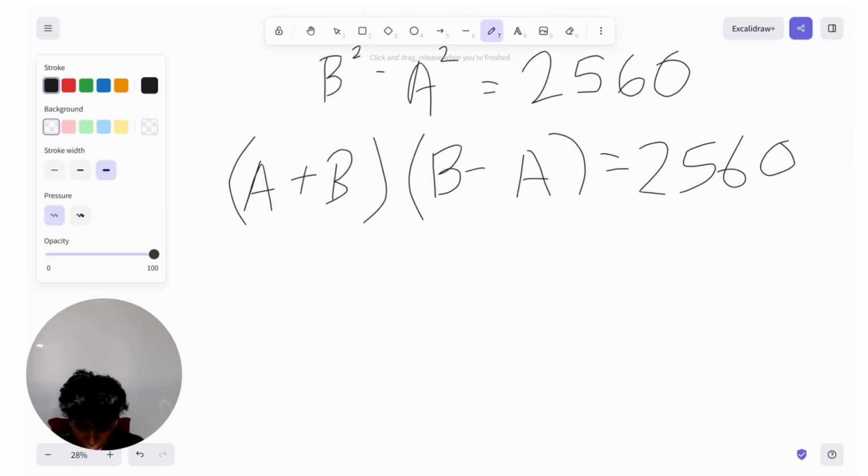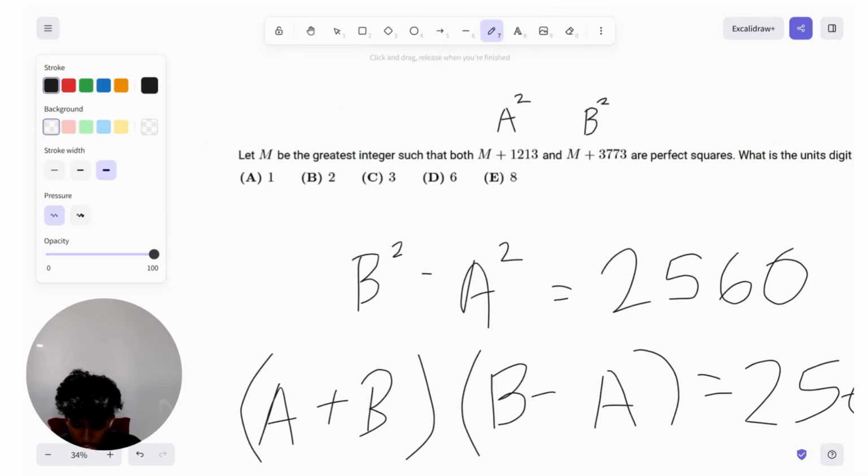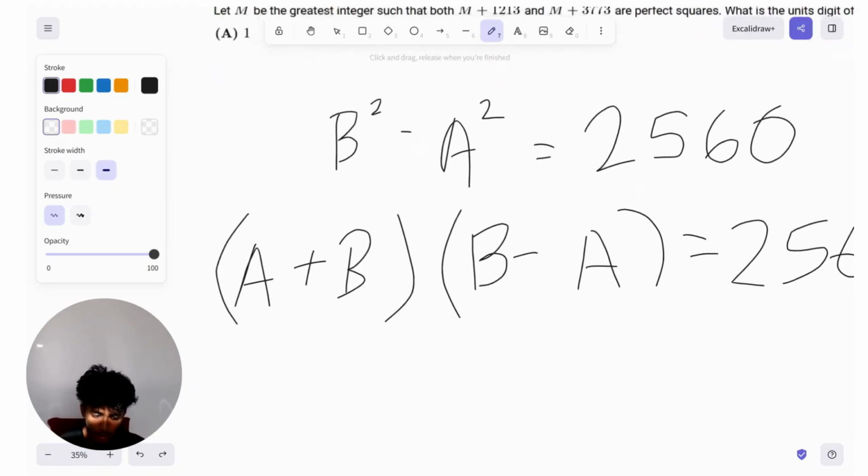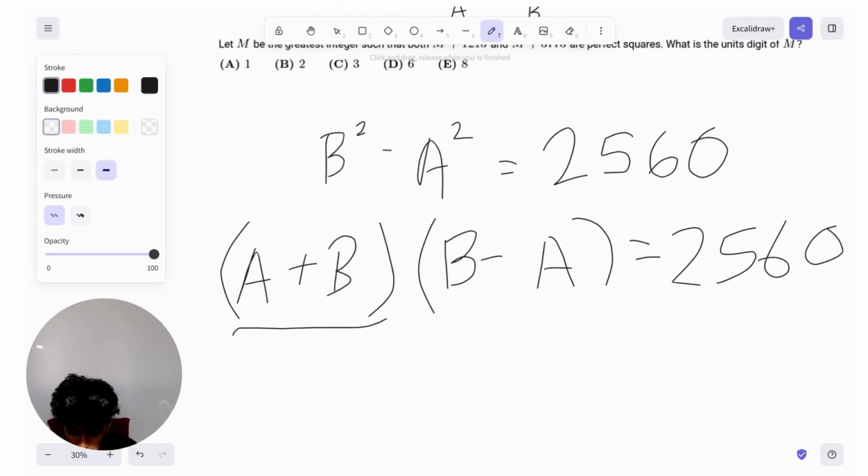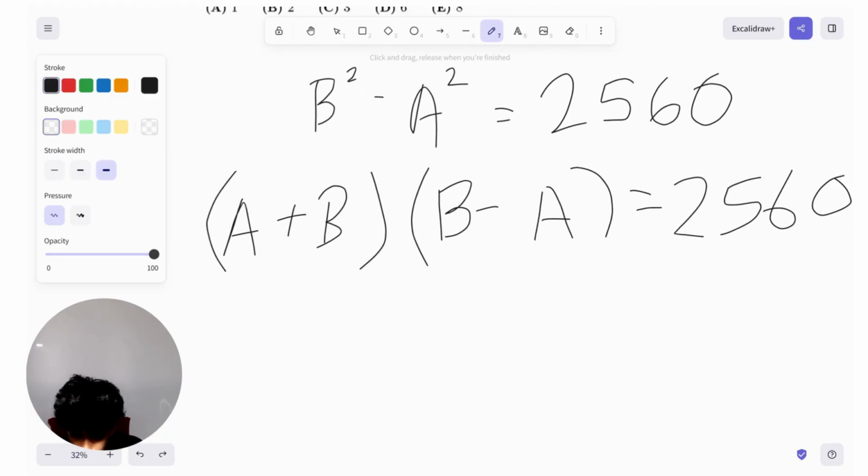So please just note that we have to find the greatest integer possible. This means that a and b have to be maximized as well. Hence, a plus b has to be completely maximized and b minus a has to be completely minimized, since we want this to be as big as possible, which means that this would have to be as small as possible to multiply to 2560. So let's try the first smallest value that b minus a could possibly be, 1. Well, in this case, a plus b would have to be 2560.